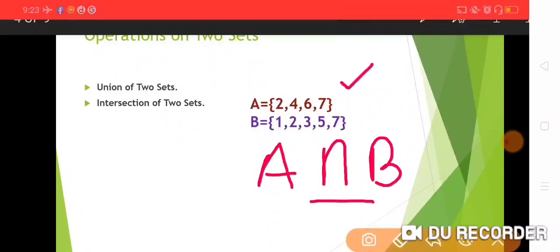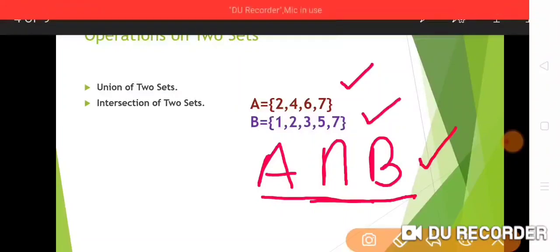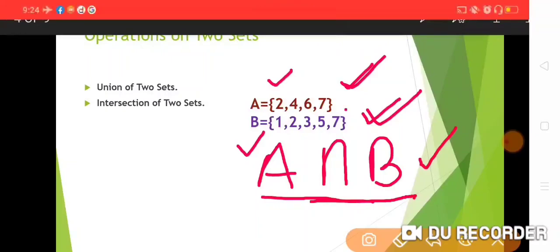If I want to take the intersection of A and B, the intersection of sets A and B is denoted by A intersection B, and it is the set that contains those elements which are contained in both A and B. Common elements that are present in A and B. Like here we have 2, 4, 6, 7 and B set is 1, 2, 3, 5, 7.